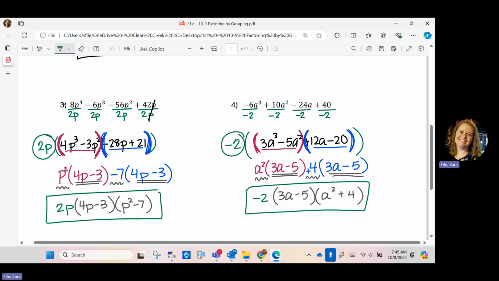I can't do difference of squares. Even though a squared and 4 are both perfect squares, it's not a difference. It's a sum. That's a plus. Okay, so just be real careful with those signs because they do make a difference.